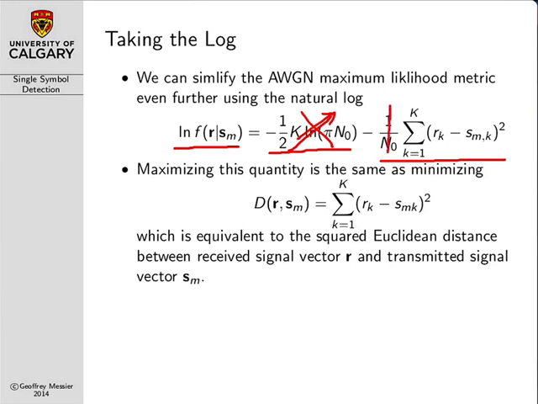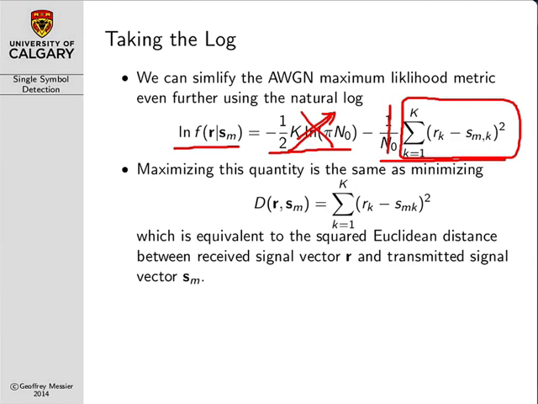Over here, 1 over n naught is the same for all signal vector values, so we can get rid of it as well. And so if we want to maximize the likelihood function, or the log of the likelihood function, we basically end up trying to find the signal vector that minimizes the term that I'm circling now. However, that term is nothing more than the squared distance between the received signal vector values and the particular transmitted signal vector that we're considering.